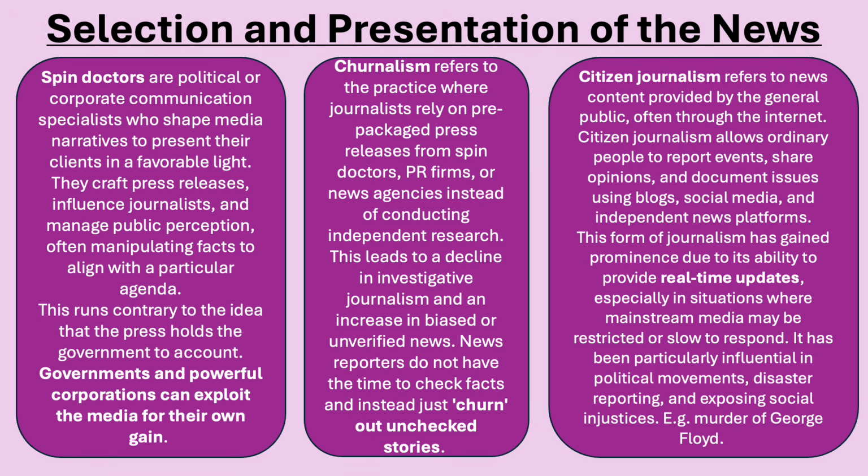Citizen journalism, we've touched on this a little bit already, refers to news content provided by the general public, often through the internet. Citizen journalism allows ordinary people to report events, share opinions, and document issues using blogs, social media, and independent news platforms. This form of journalism has gained prominence due to the ability to provide real-time updates, especially in situations where mainstream media may be restricted or slow to respond. It has been particularly influential in political movements, disaster reporting, and exposing social injustices, such as the murder of George Floyd, which was caught on camera.